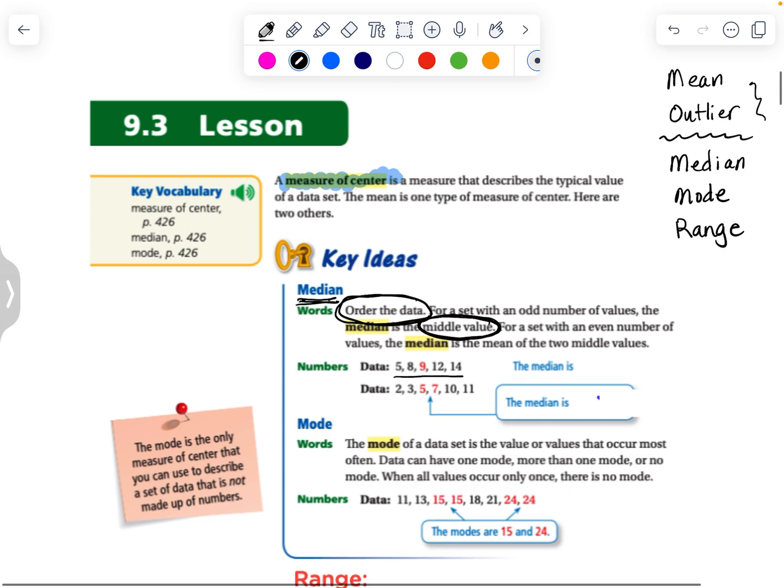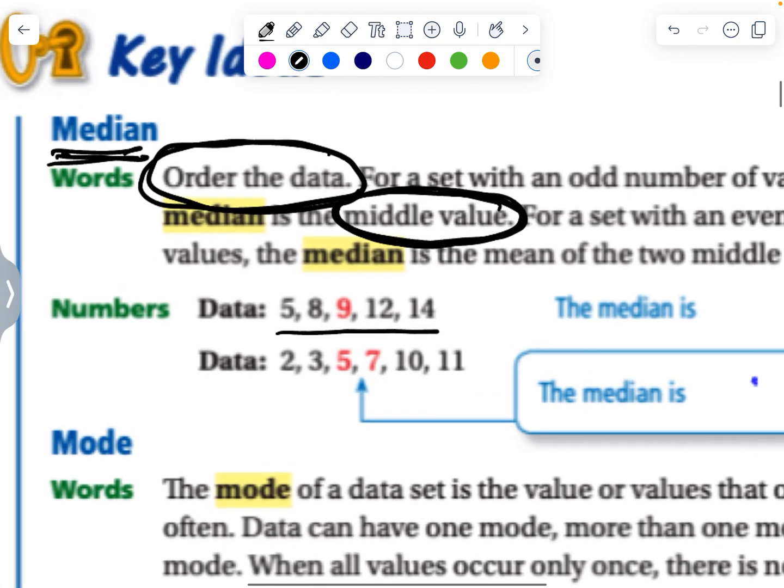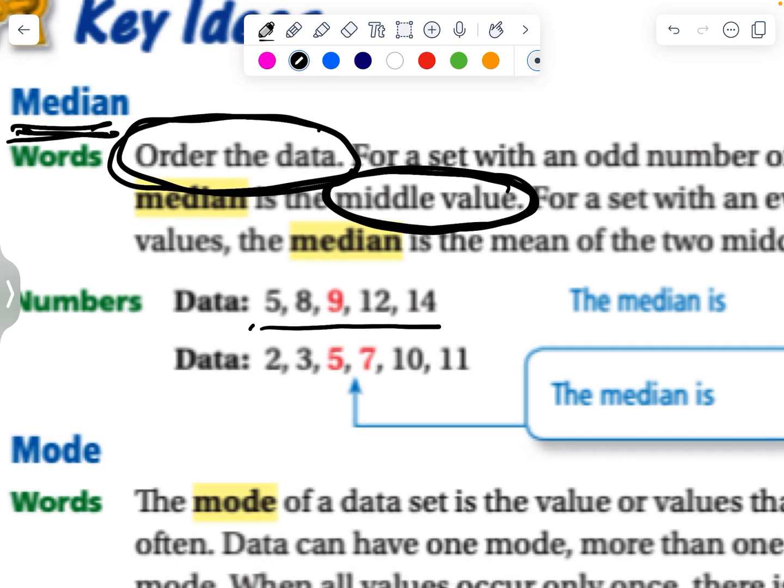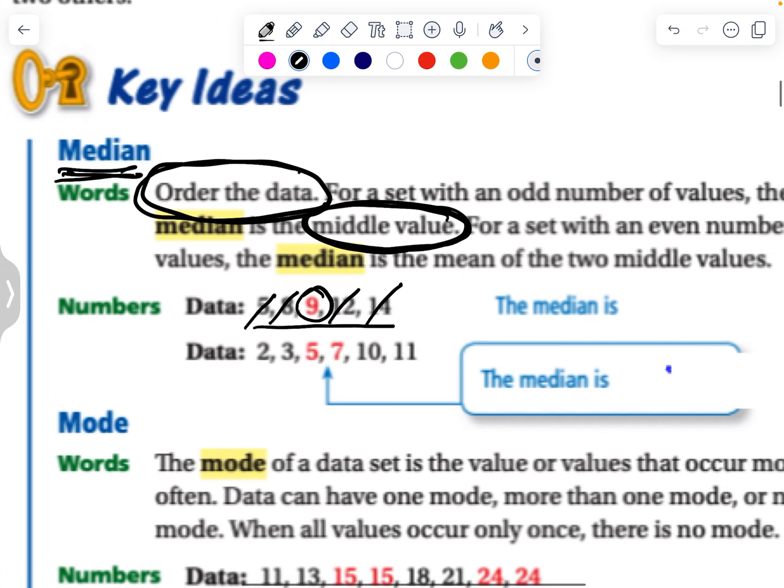So how do we find the middle? It's very simple. We are going to cross out the smallest and then the biggest. Then we're going to cross out the second smallest and the second biggest. And since we've crossed out 2 on both sides, the middle number is the only number that is left. So the median in this case is 9.